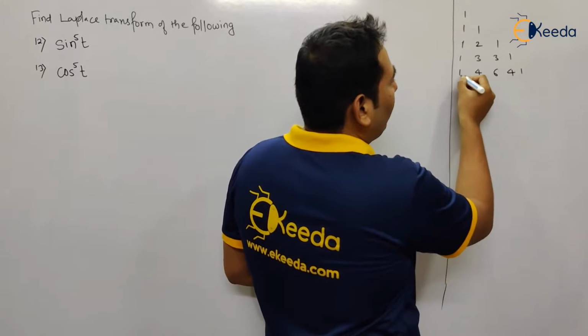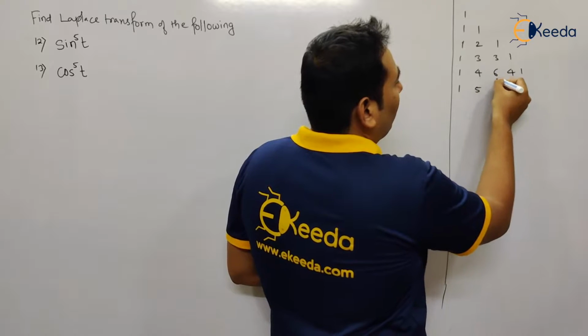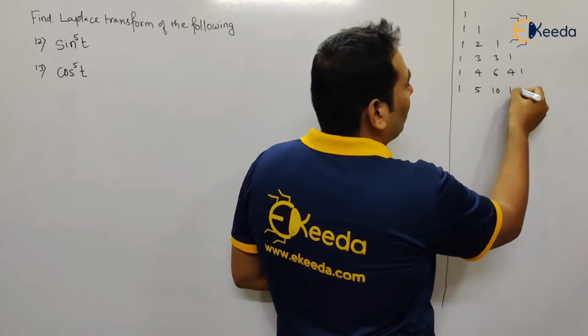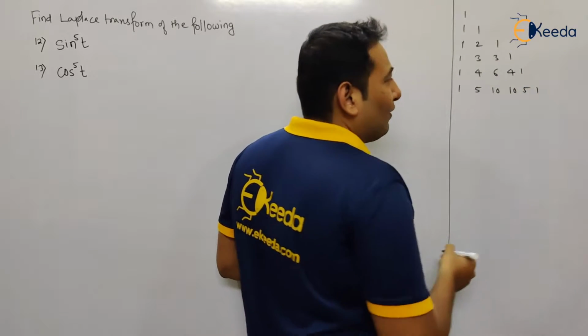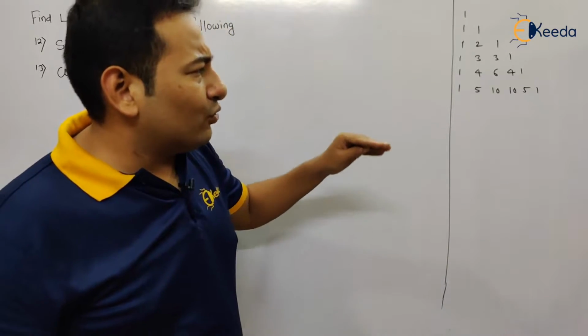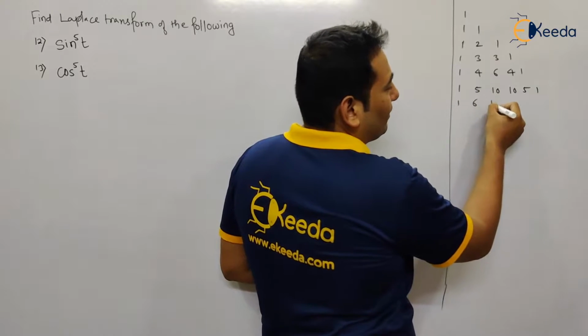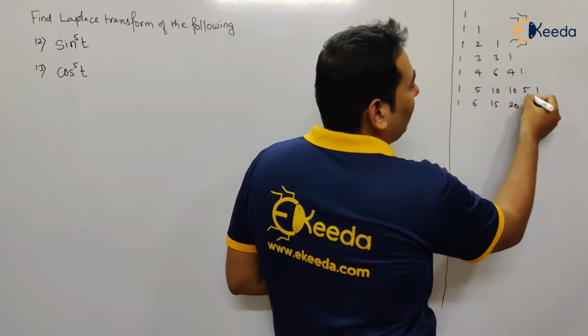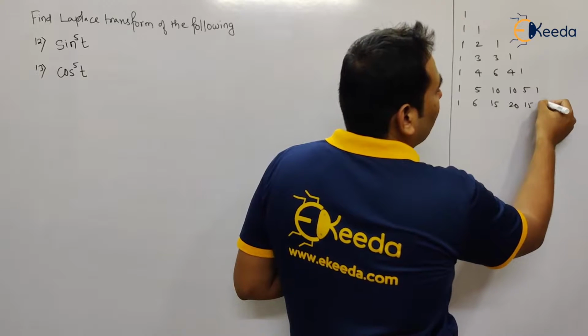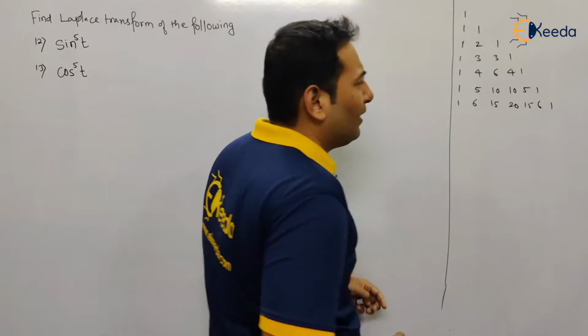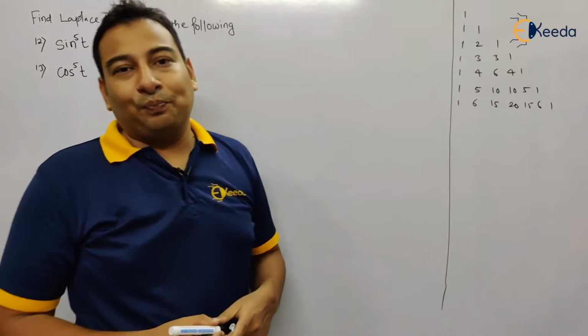Next: 1, 1 plus 4, 5, 4 plus 6, 10, 6 plus 4, 10, 4 plus 1, 5, last one fixed, and so on. You can go ahead, let me write down one more: 1, 1 plus 5, 6, 5 plus 10, 15, 10 plus 10, 20, 10 plus 5, 15, 5 plus 1, 6, and finally 1. And you can continue this list.